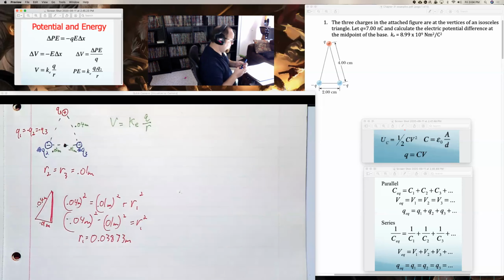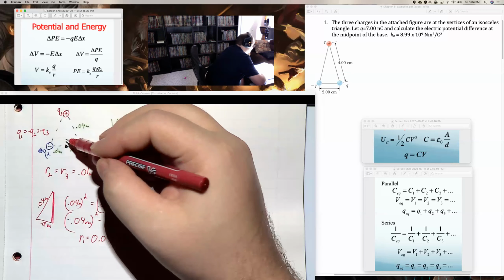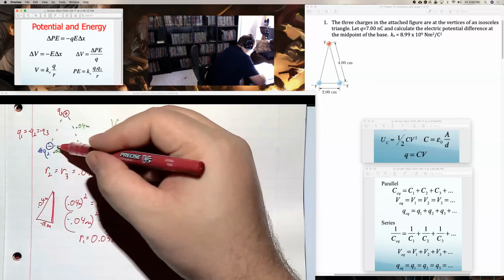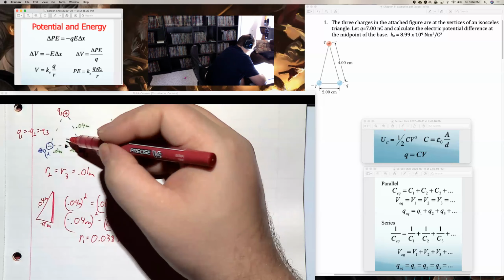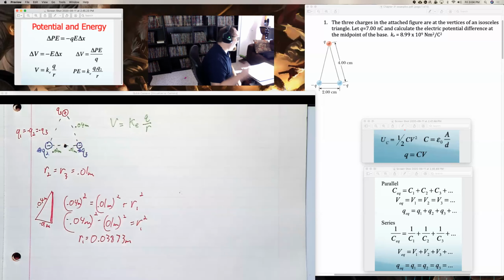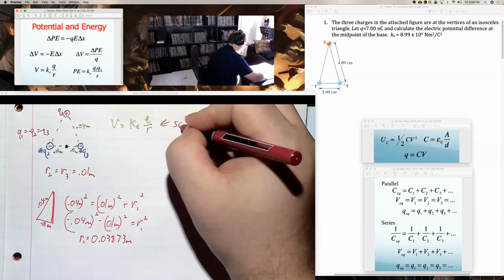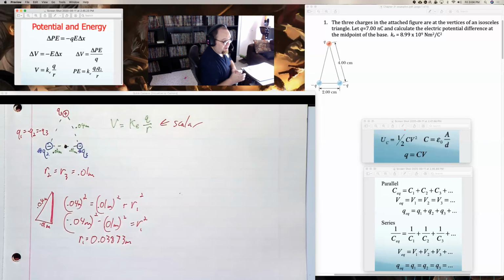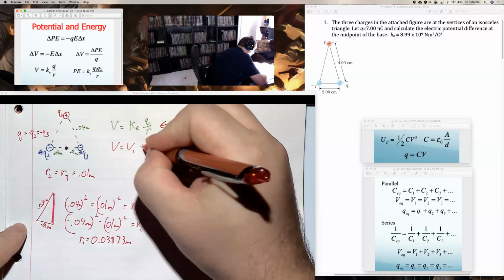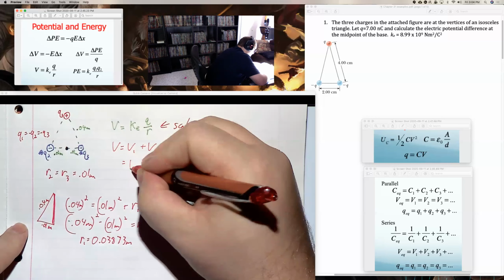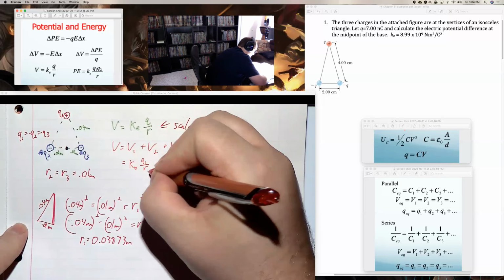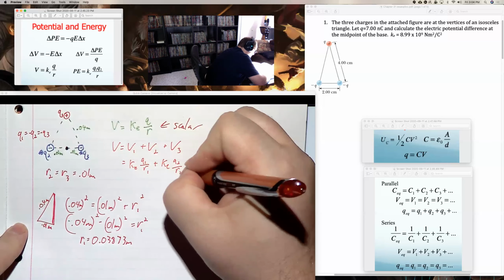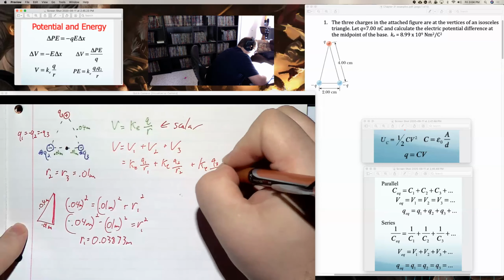Now, last chapter, when we did electric field and forces, this all became a mess because of vectors. If I wanted the electric field at this point, I'd have to say Q2 points to the left, Q3 points to the right, Q1 points up. But potential is not a vector. Potential is a scalar, which means I can just add. The total potential is just V1 plus V2 plus V3, or k_e Q1 over R1 plus k_e Q2 over R2 plus k_e Q3 over R3.